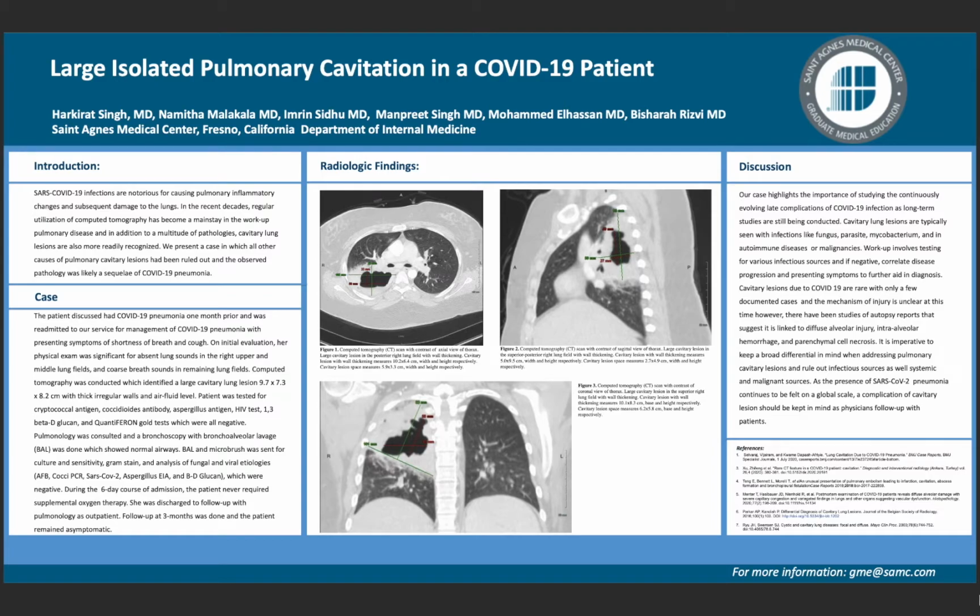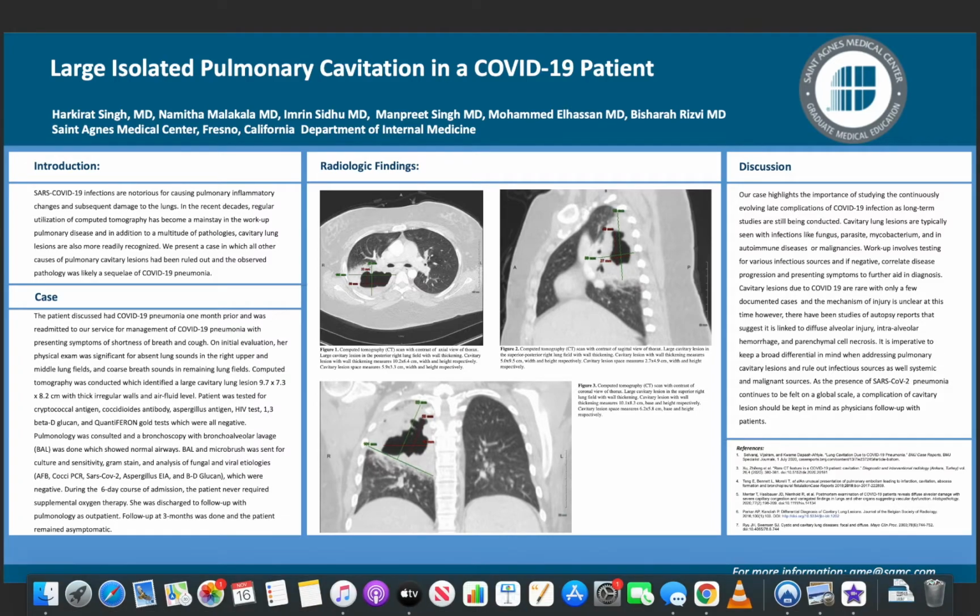Developing a cavitary lesion as a complication of COVID-19 is not common, and although only a few cases have been reported, and the exact mechanism of development of cavitary lung lesions in COVID-19 is unknown, there have been studies showing that autopsy reports suggest it is linked to diffuse alveolar injury, intra-alveolar hemorrhage, and parenchymal cell necrosis.